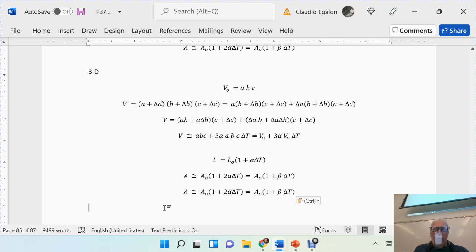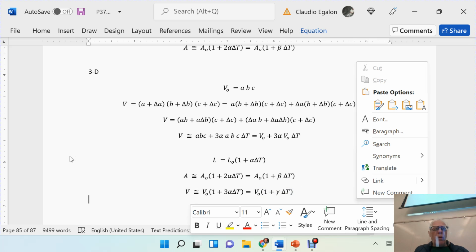This 3 alpha, we give it a name. We call it the thermal coefficient of volumetric expansion, and we give it the name gamma. Here you go. That's how the progression goes.